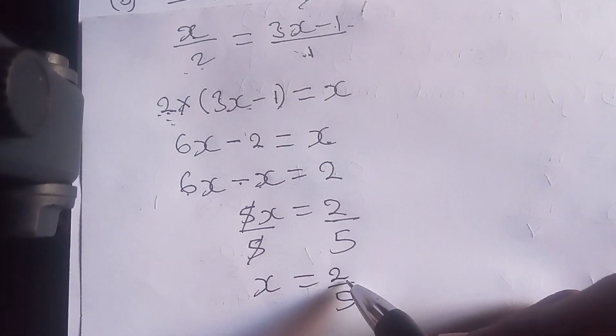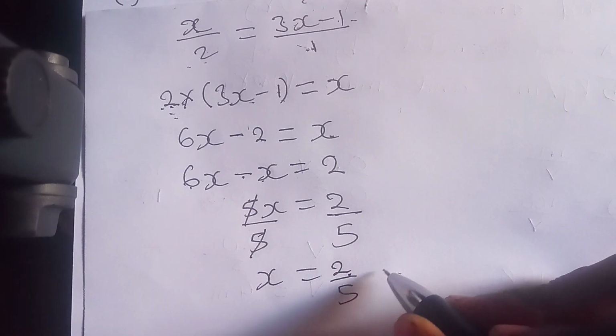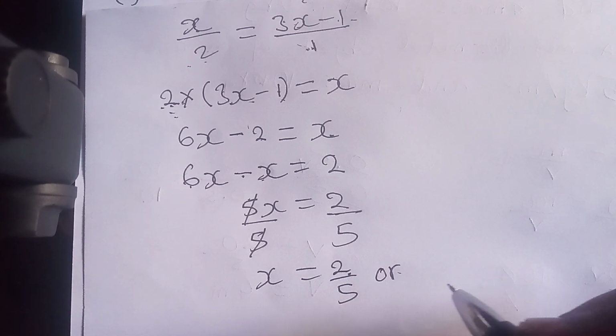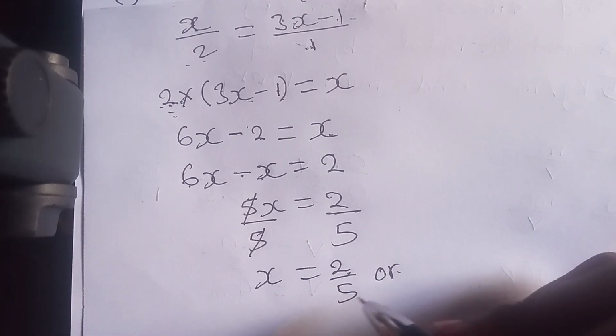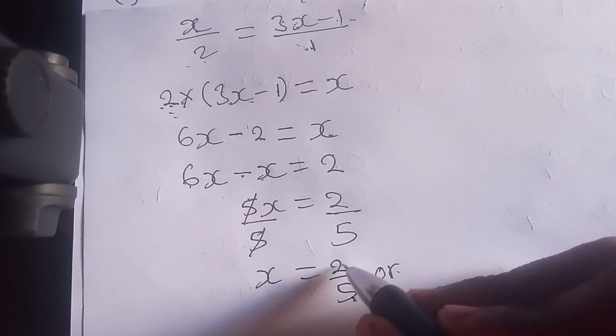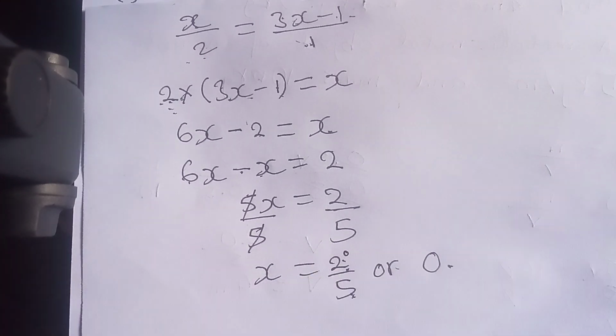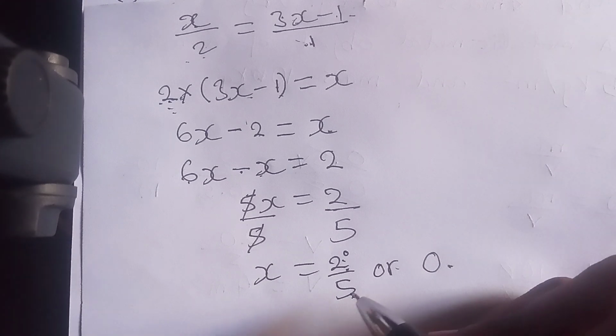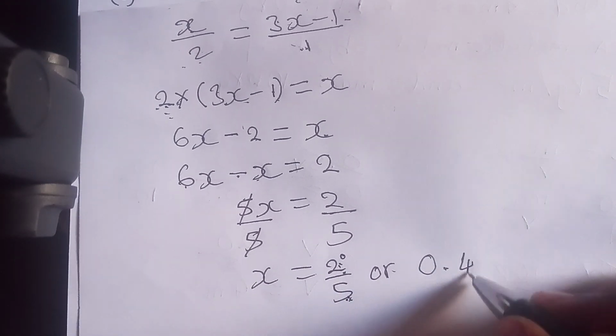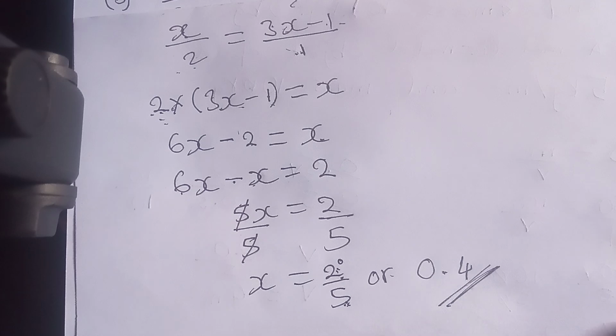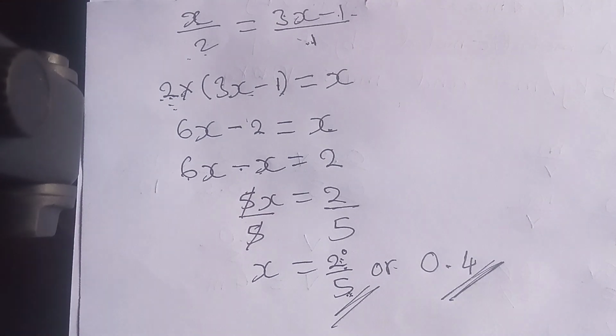If you want, you can leave it like this, or you can write it as a decimal number, which will be 5 into 2, that's 0. You put a point and then you put a 0 there. 5 into 20 is 4. So you can either leave it like this or like this.